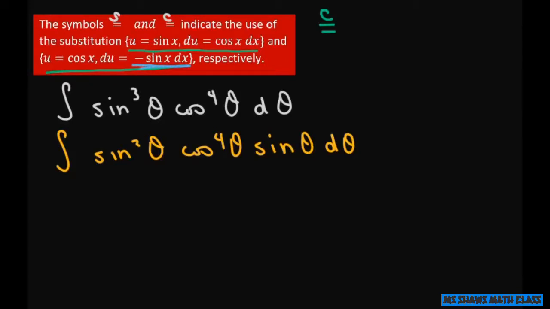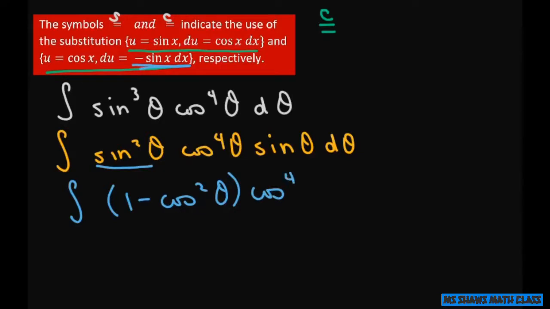So now let's simplify even further and write this as sine squared, which is going to be 1 minus cosine squared of theta. We want as much cosine as possible, and then we have our sine theta d theta.